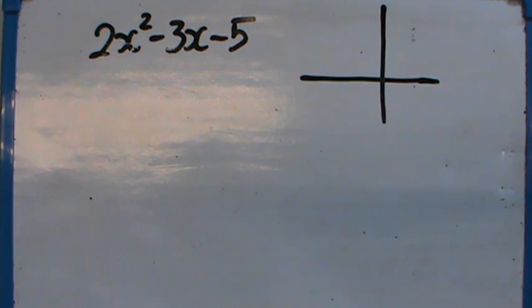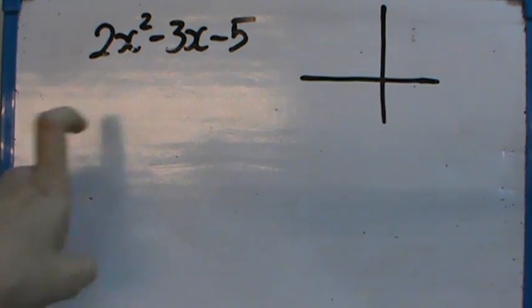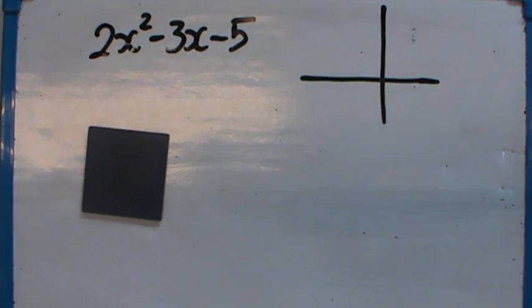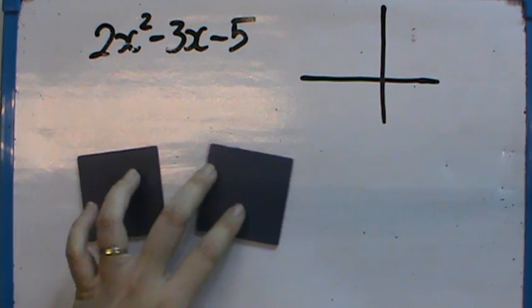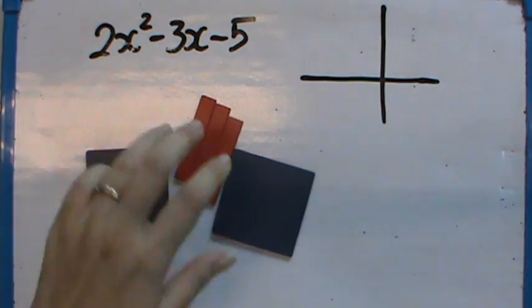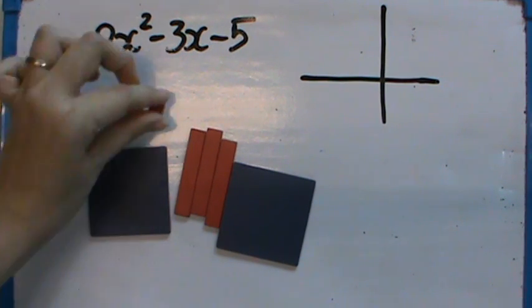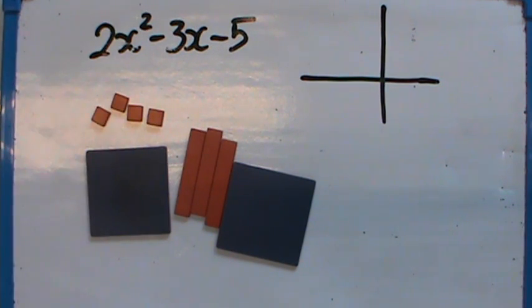Using algebra tiles in factorization by trial and error, the cross method. So let's take a look at this example. I have 2x squared, negative 3x, and negative 5. How can I use the following tiles to form a rectangle?